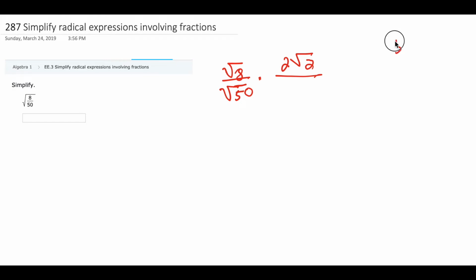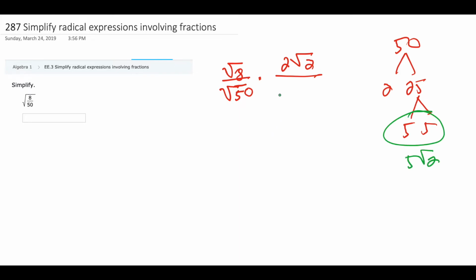Because we go 50, oh my God, I know what I did wrong. 2 and 25, and 5 and I did 5. 5 and 25. So from here, what is going to be the square root of 50? Take out the 5, be 5 root 2. Yeah. And then you'd be able to cancel out the 2 roots.